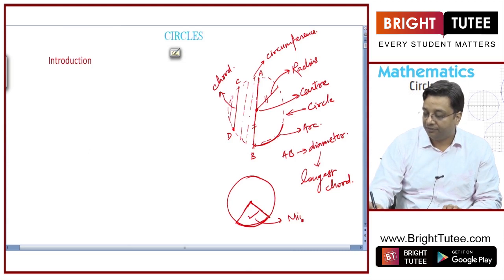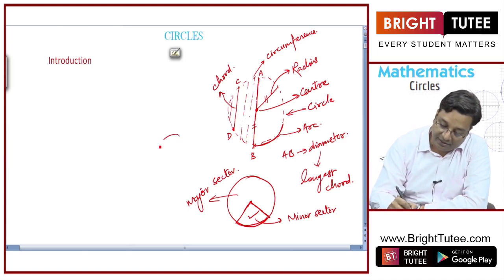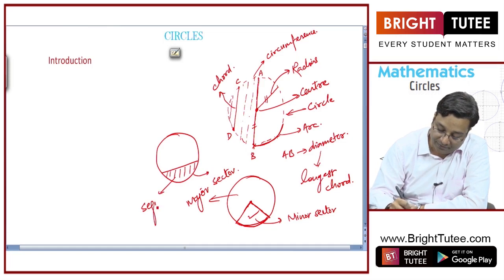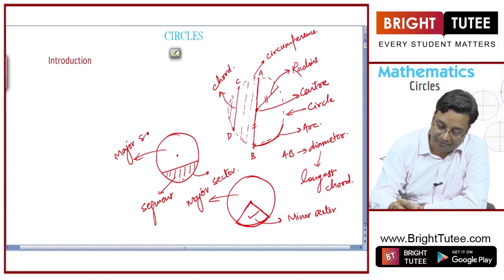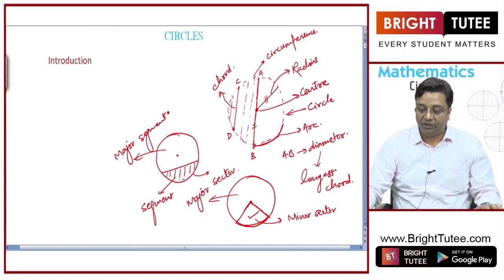And this is minor sector, and this rest is major sector, right? And if I draw a chord, and this area between the chord and this arc, right, is known as segment, right? And this is minor segment. If this is the center, then this is minor segment and the rest is major segment, right? So these are terms that you already know.